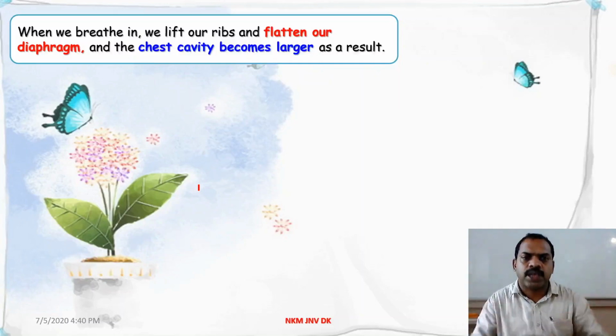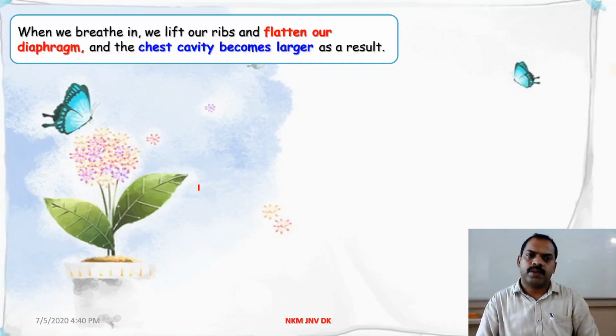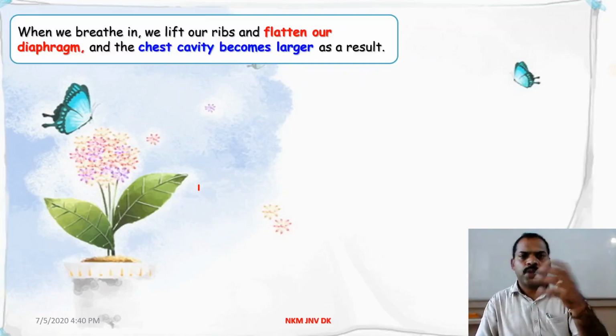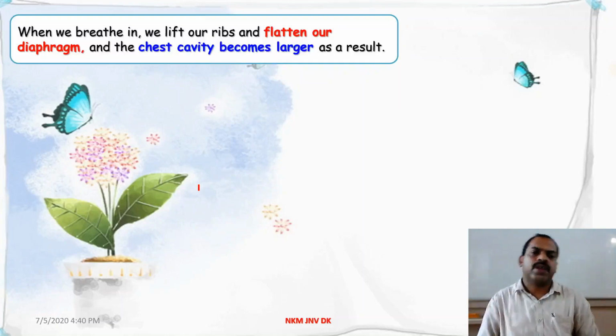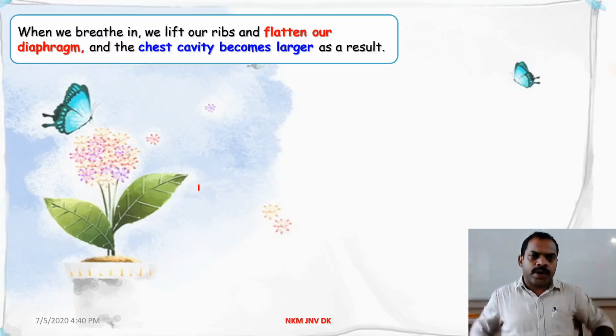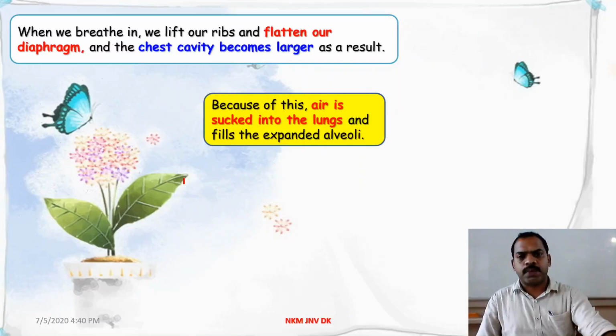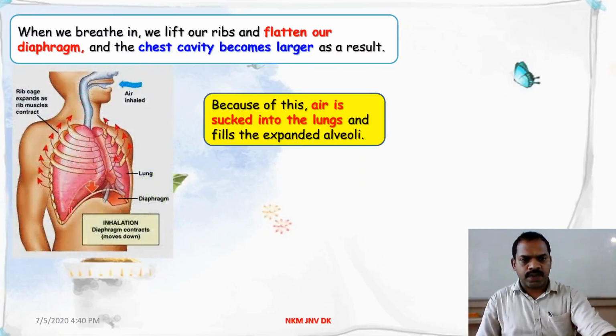So what is the mechanism? How does it happen? It is not complicated, it's a very simple one. It works with the help of ribs and the diaphragm. So where is the diaphragm? The diaphragm is below our lungs. You can see here, the diaphragm is here. It's a muscle that separates the upper cavity from the lower cavity, the thoracic cavity of the body from the abdominal cavity.